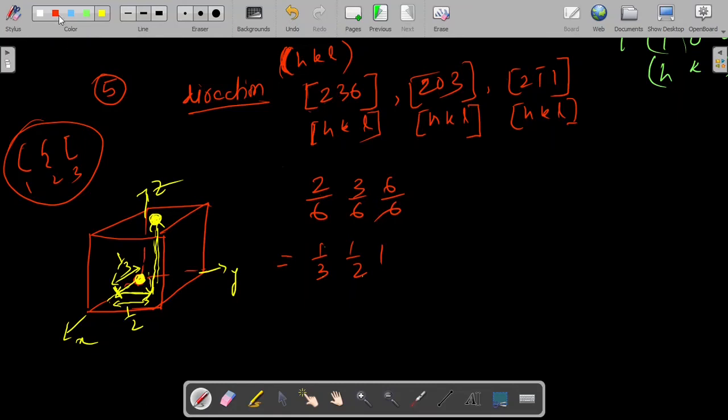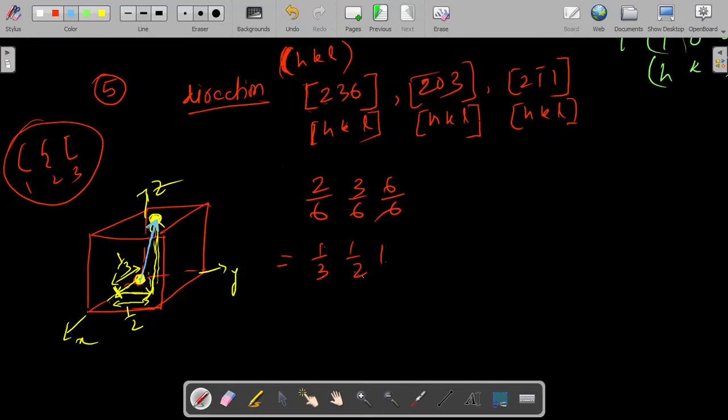And then to find out the direction, what you have to do is draw a vector starting from the origin to the point representing this cut along these 3 axes. Like this, that's how much you travel along different directions within the unit cell. And then the end point and the origin. That's how you draw the direction. So that's your direction 2, 3, 6.